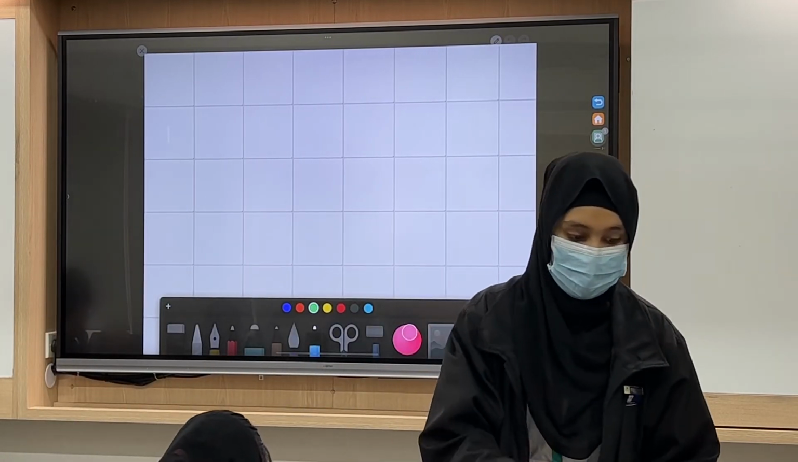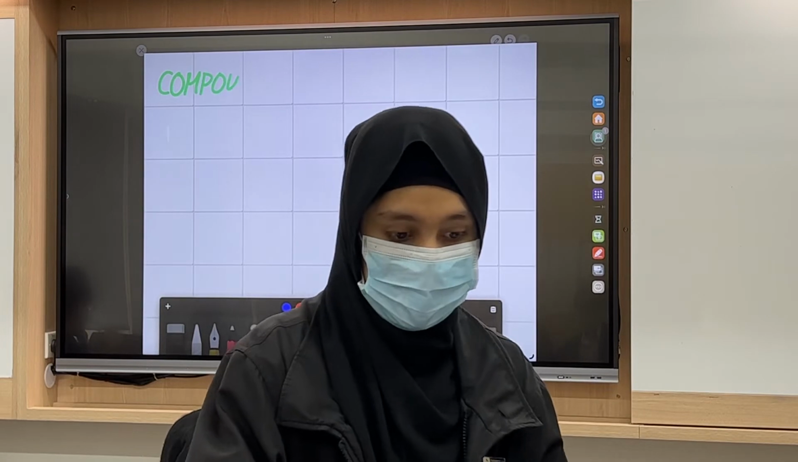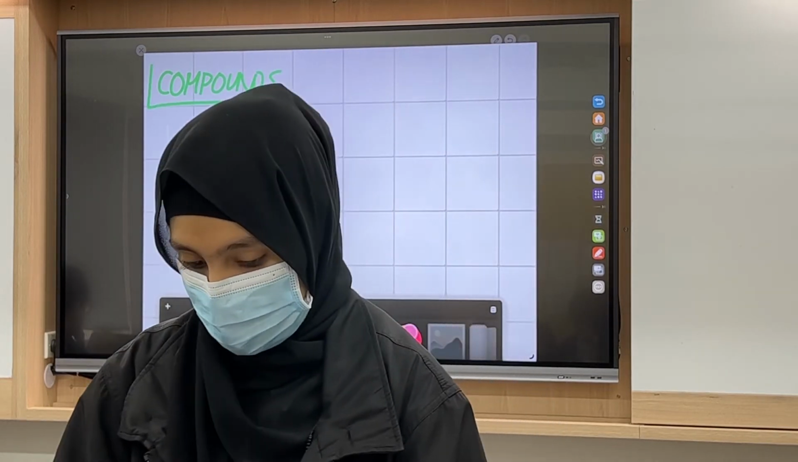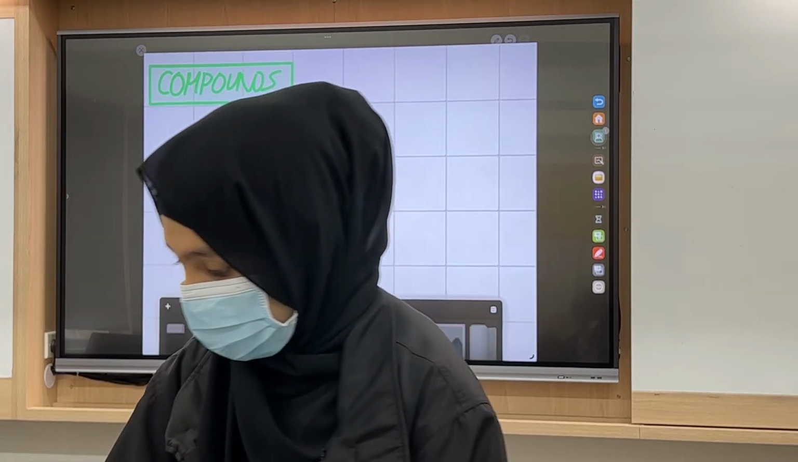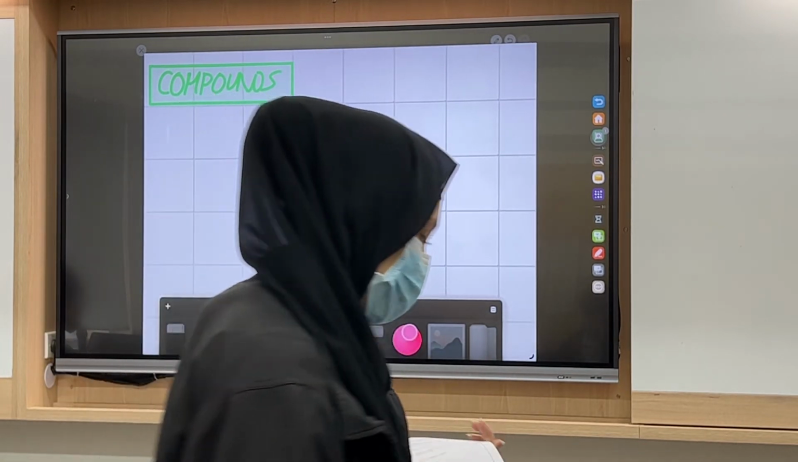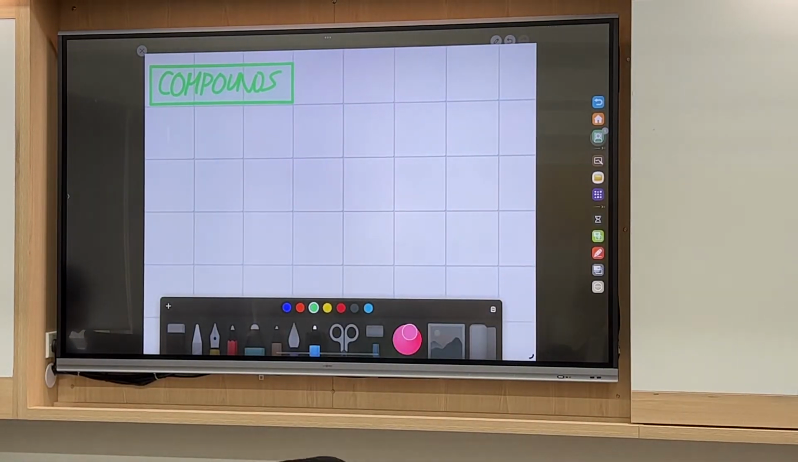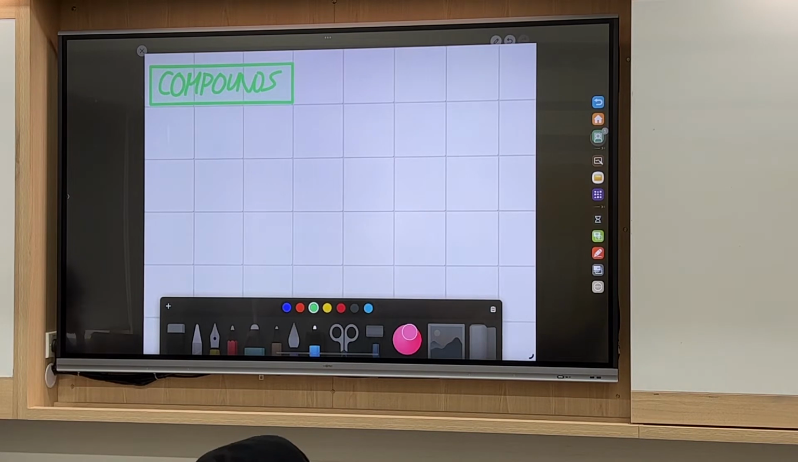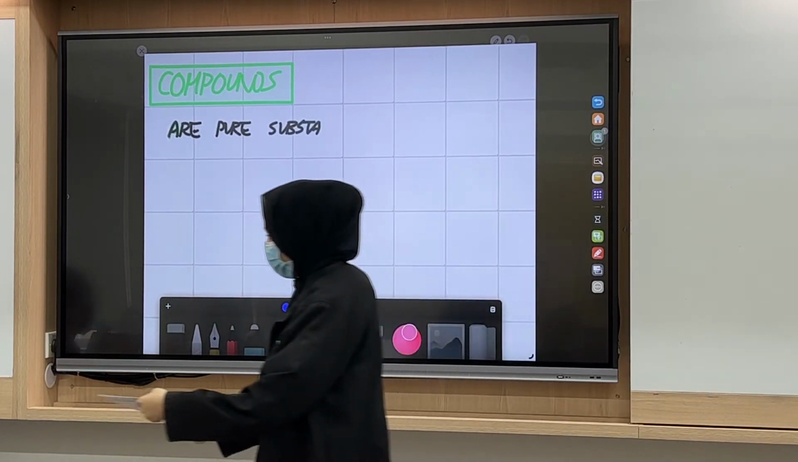So we have compounds and ions. On the first page, you see the word compound, and there's a blank space there. What are compounds? Compounds are pure substances. Right. Thank you very much.